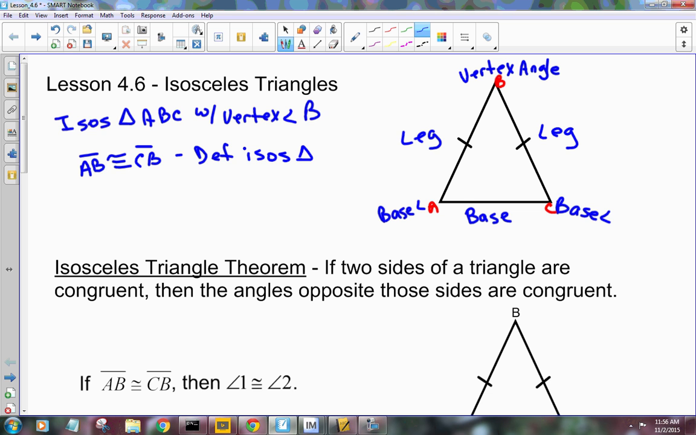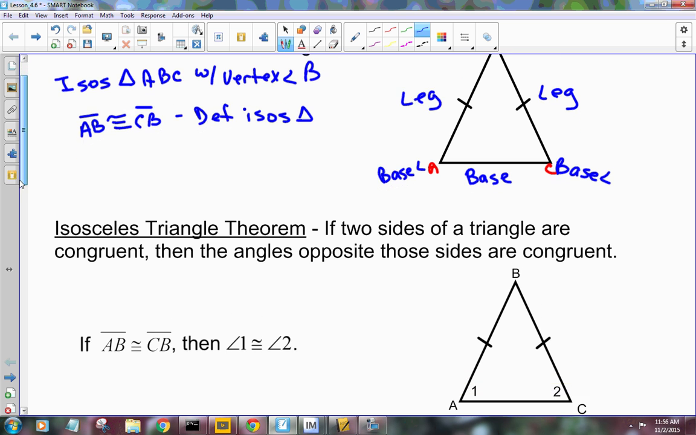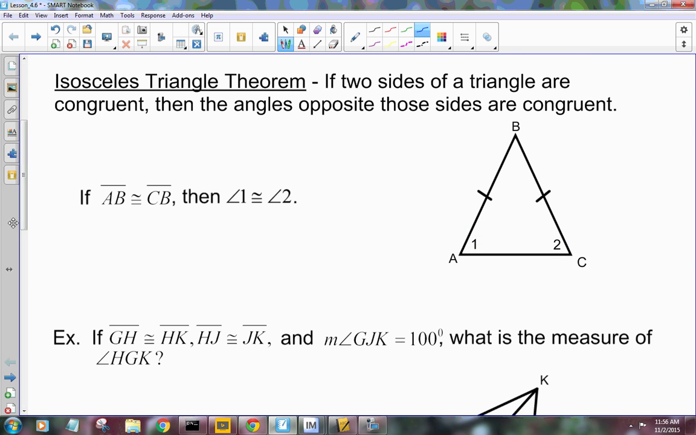Now, what are some things about isosceles triangles? We have the isosceles triangle theorem, and it says that if 2 sides of a triangle are congruent, then the angles opposite those sides are congruent. So we've got an isosceles triangle right here, and we know that these 2 legs are congruent. This theorem says that the angles opposite, when I say opposite, I mean across from, are congruent. Those base angles are congruent. So that's the isosceles triangle theorem: if 2 legs are congruent, then the angles opposite of those legs are congruent.